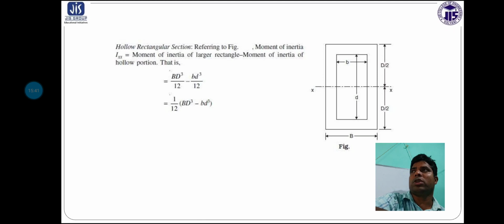In the next class we will discuss the circular section and triangular section, and how to find the moment of inertia with the help of the parallel axis theorem.